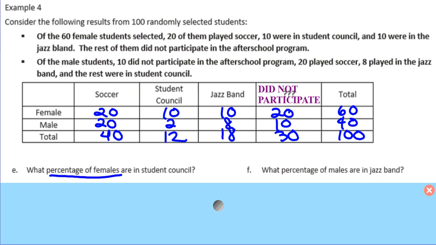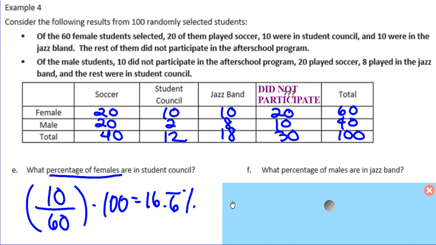What percentage of females are in student council? So again, we're restricting, what we're talking about is 60 individuals. There are 10 in student council. That ends up being 16.6 repeated percent. If you're going to the nearest tenth, 16.7.